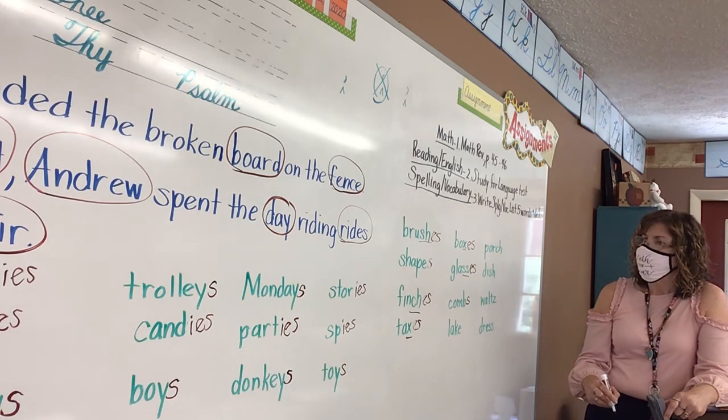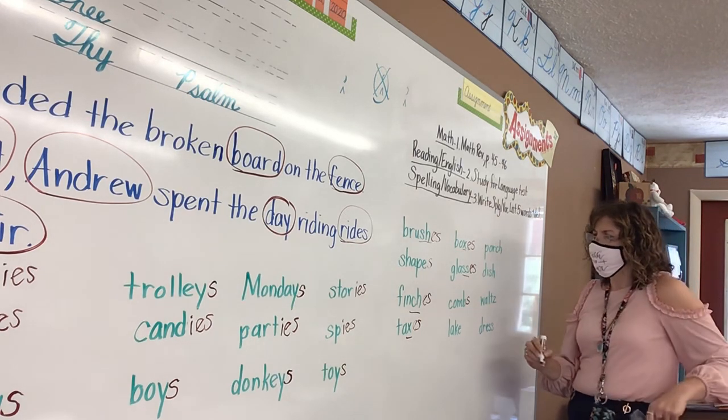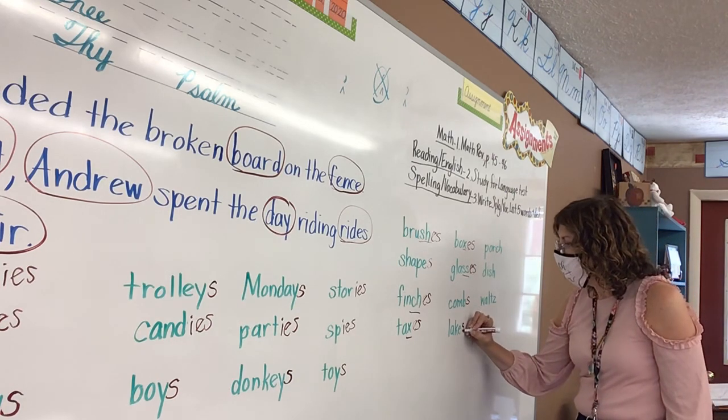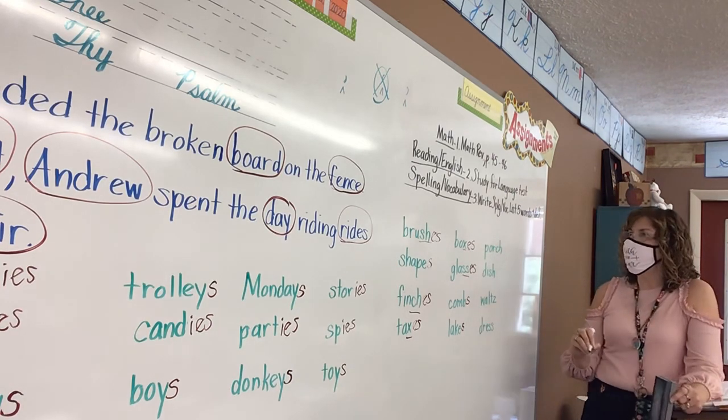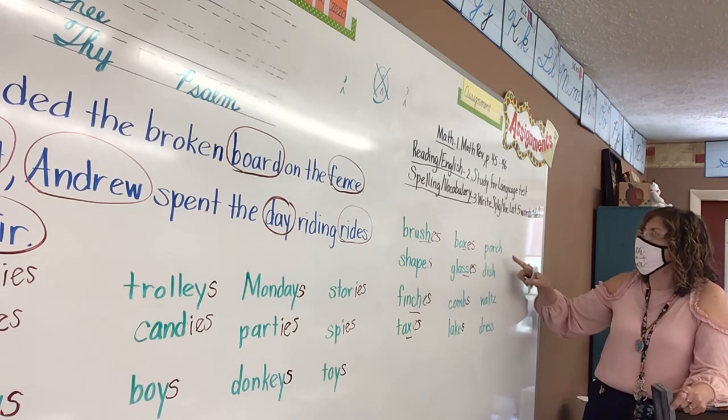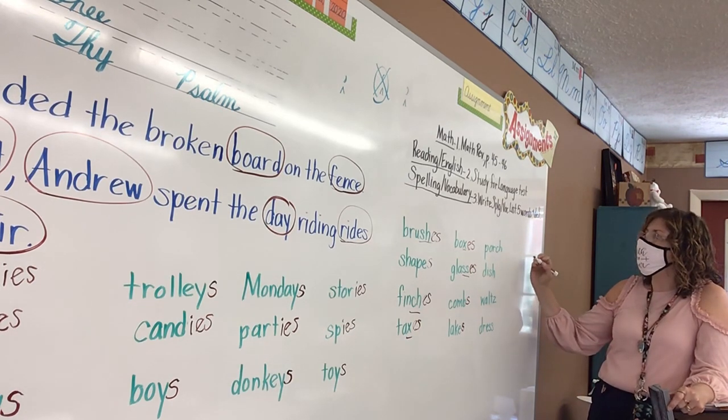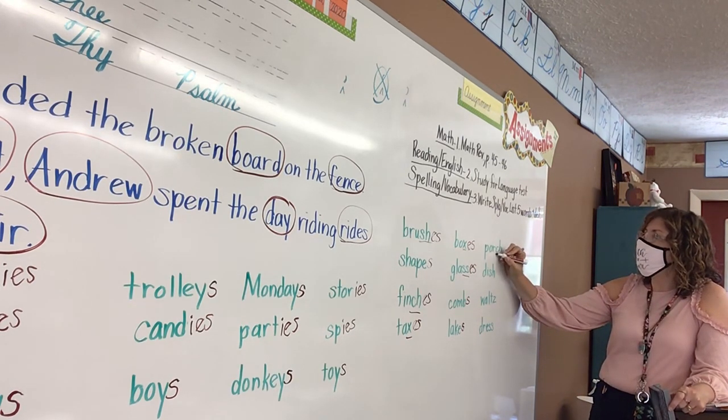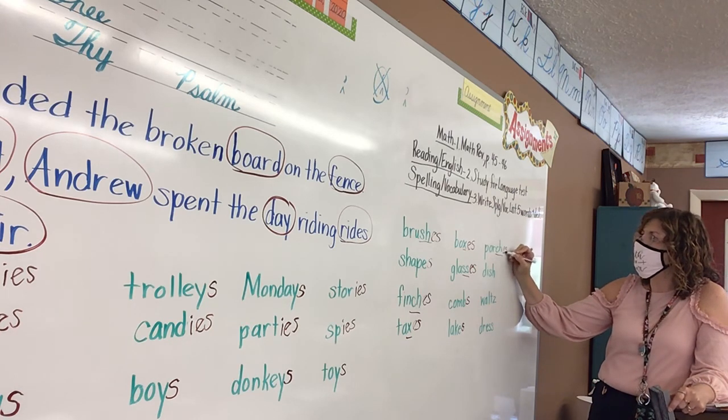Lake. Why? Yeah, it doesn't have to. If you add an ES, it would be CH, SH, S, X, or Z. Next word. Porch. What do we do? Yes, because of the CH. Porches.